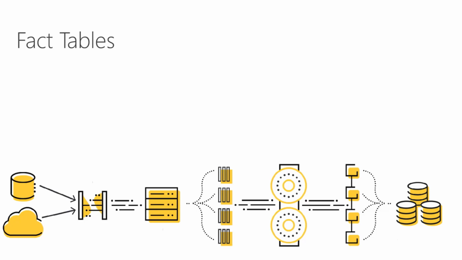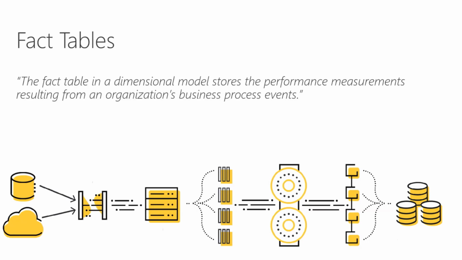So let's just look at the definition that's given in the book that I just showed you previously, which is the Data Warehouse Toolkit book by Ralph Kimball. In that, what it says is the fact table in a dimensional model stores the performance measurements resulting from an organization's business process events. So that's basically it, right? It just shows the numerical figures which have some performance measurement in a specific business process. So I hope you guys are clear with what a fact table is.